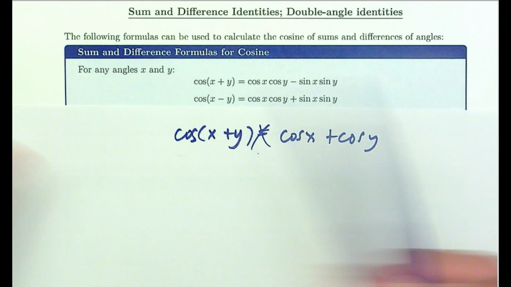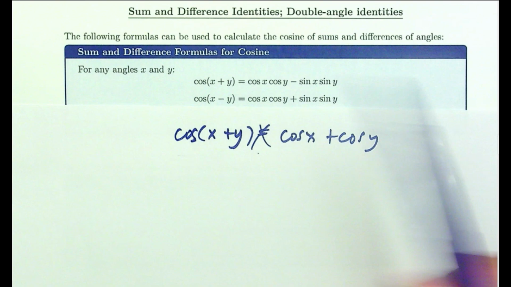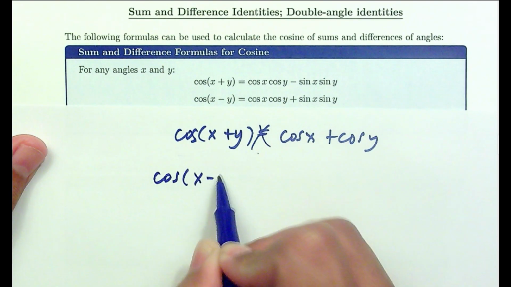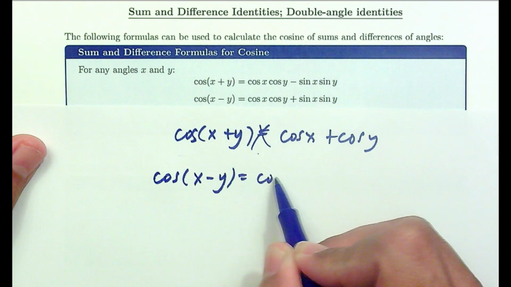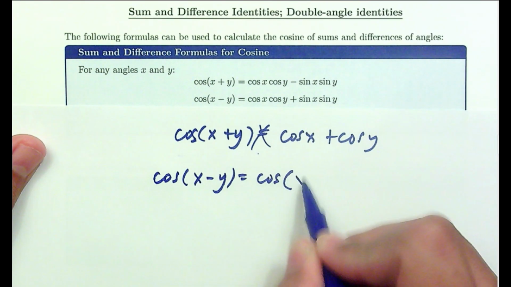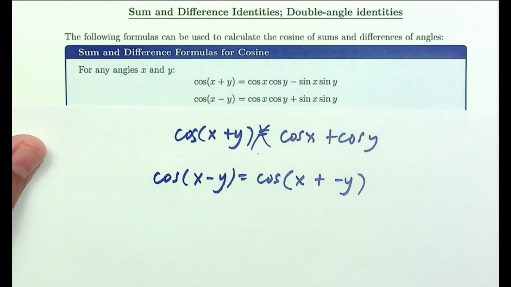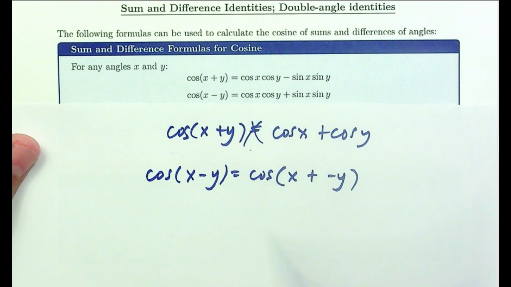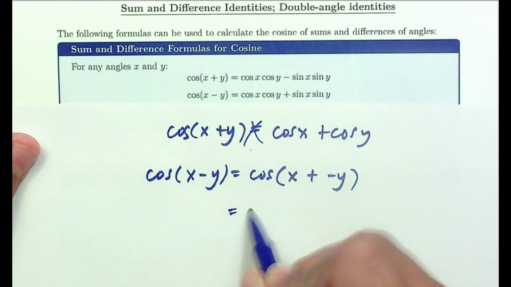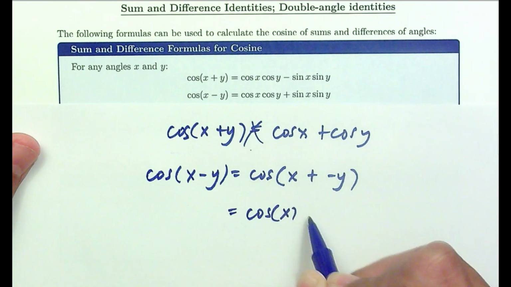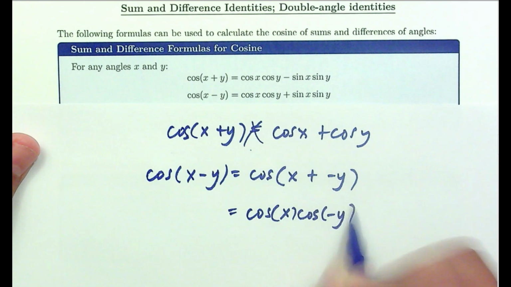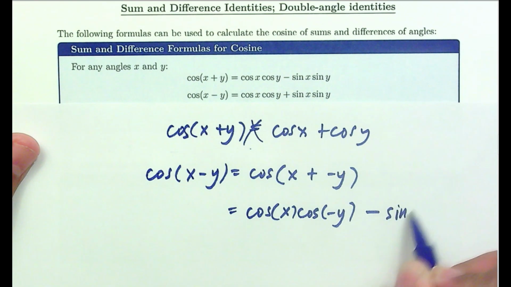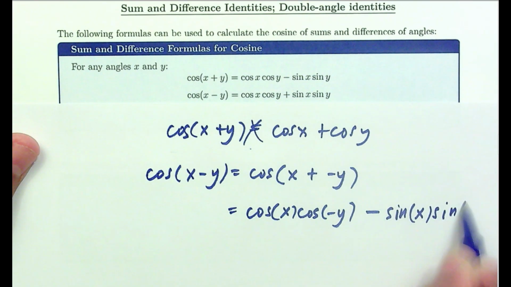And actually, the second formula is a derivative or a special case of the first one. That's because if you have x minus y, you can change that minus to a plus and say this is x plus negative y. And then you can use the formula for the sum. And if you use the formula for the sum, what do you get? You get cosine of x, cosine of negative y, minus sine of x, sine of negative y.